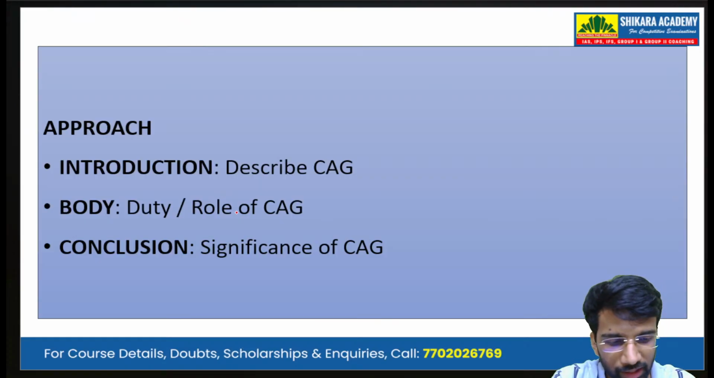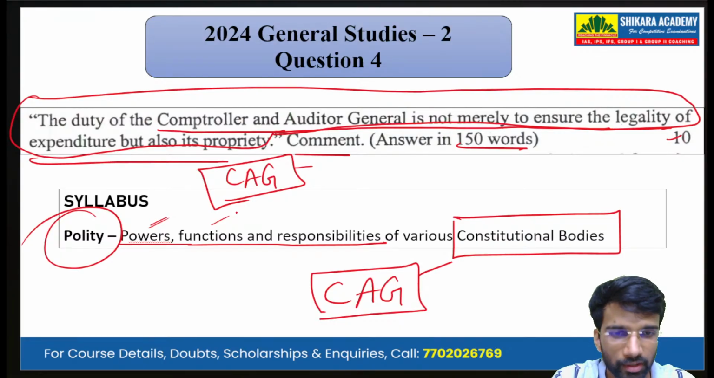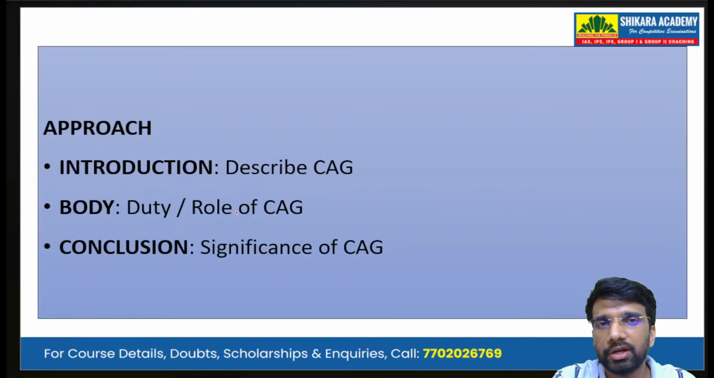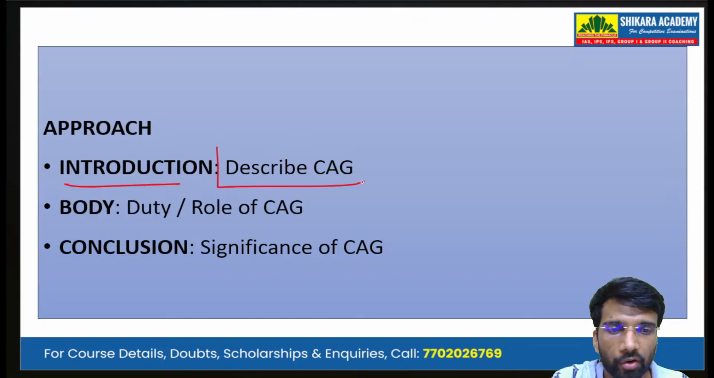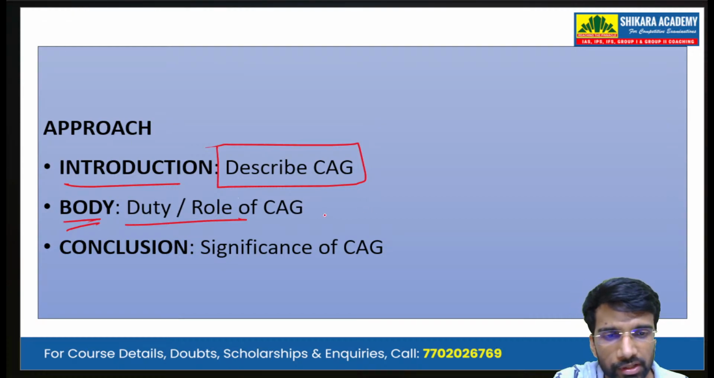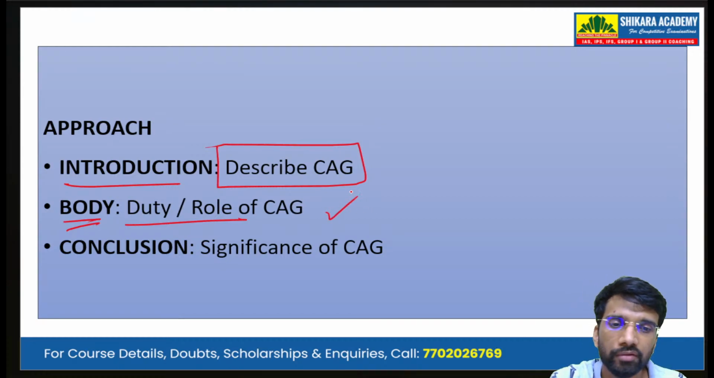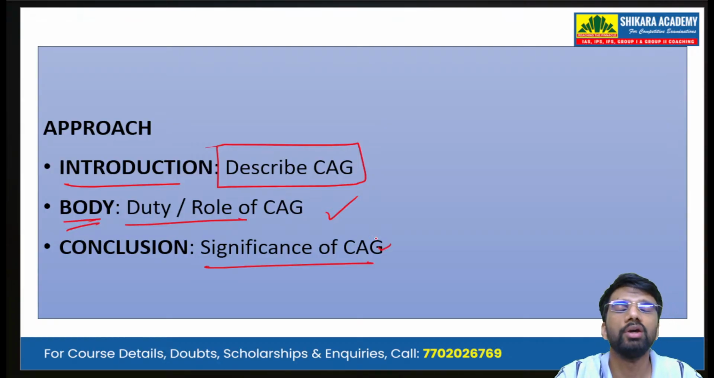Now the approach. It is a very straightforward question, so the approach will also be very straightforward. We will not be complicating things just for the sake of it. The answer shall be simple, to the point and objective. In the introduction, we describe the office of the CAG. In the body, we write the duty, role or responsibilities of the CAG. And then in the conclusion, we give the significance of the Comptroller and Auditor General of India.